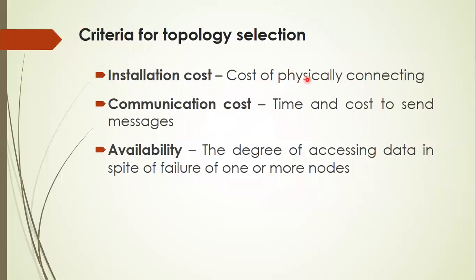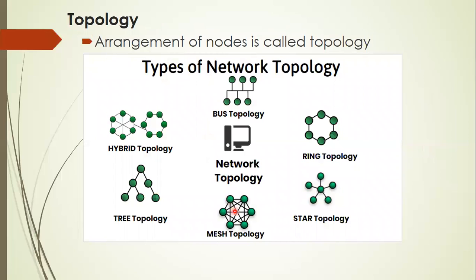So the cost of physically connecting is one parameter. Communication cost is the time and the cost involved to send a message from one computer to another computer. For example, in the case of mesh topology, any computer is connected to every other computer, so two different computers are directly connected. In that case, the cost of transmission is less.